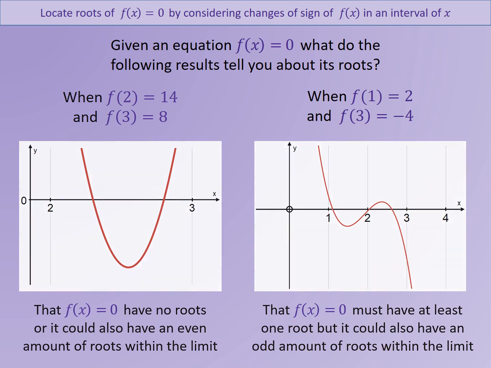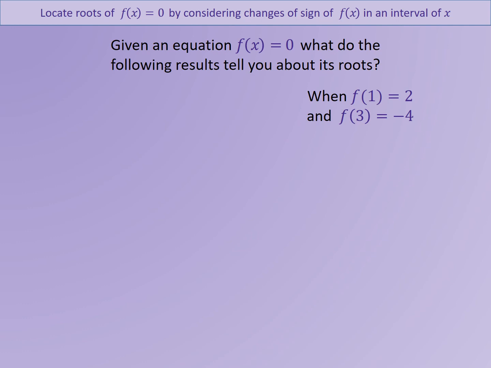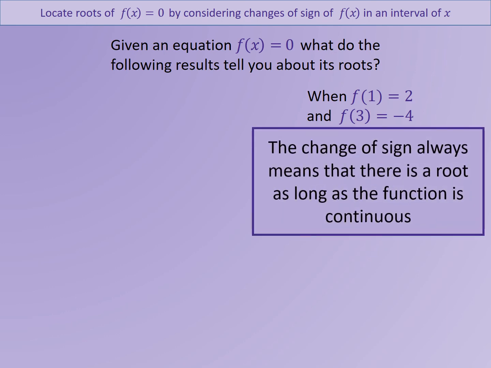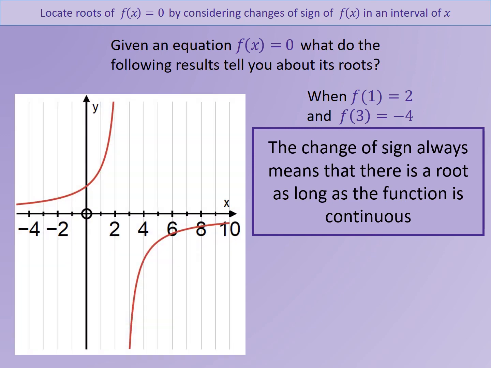There's an odd amount of roots. But does that mean that you've definitely got at least one root? Well, not necessarily, and this is where you need to be careful. If the graph is something that is not continuous, and the graphs you've seen where it's not continuous would be something like the tan graph, where the tan graph between certain values doesn't have solutions. The 1 over x graph is a graph that's not continuous.